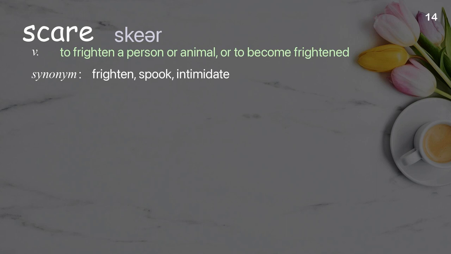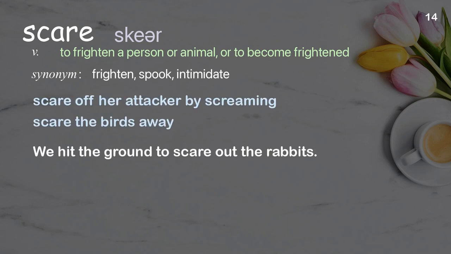Scare. To frighten a person or animal, or to become frightened. Examples: scare off her attacker by screaming, scare the birds away. We hit the ground to scare out the rabbits.